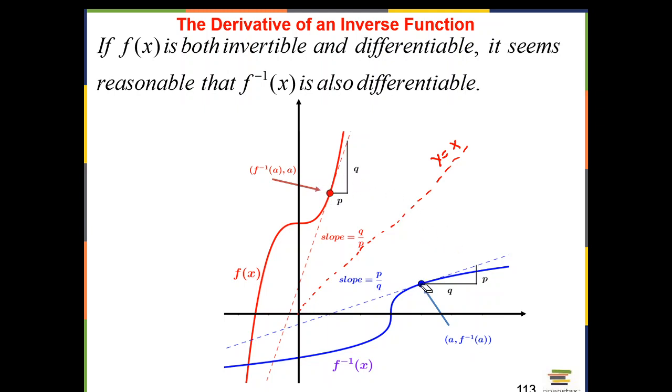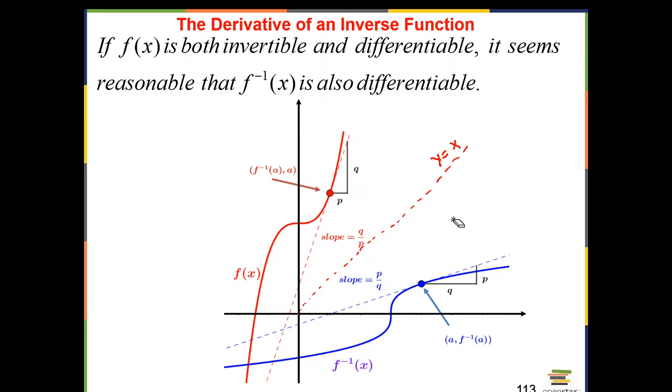So notice that here the change of y over change of x is the slope. When we switch x and y, the change of y becomes the change of x, and the change of x becomes the change in y, right? So if the slope here is q over p, over here it would be p over q, right? So it would be the reciprocal of that.